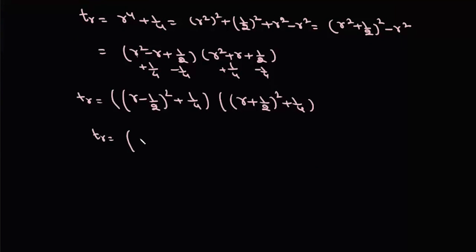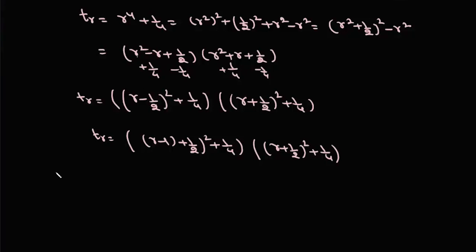Now we can also write this as tr equals, now this is r minus 1 plus 1, so it will be ((r minus 1) plus 1 by 2) whole square plus 1 by 4 into ((r plus 1 by 2) whole square plus 1 by 4). Now basically this series is t1 upon t2 into t3 upon t4 up to t(2n minus 1) upon t(2n). So what we'll also do is we'll simplify this expression t(r minus 1) upon tr.